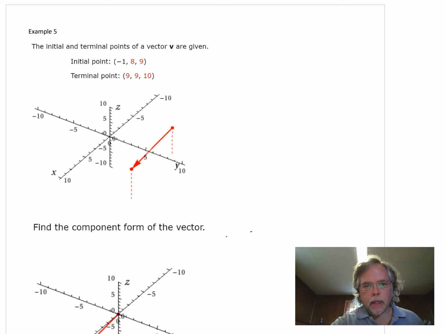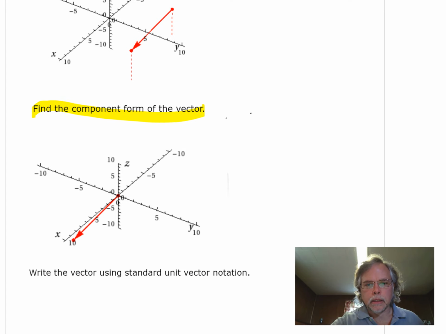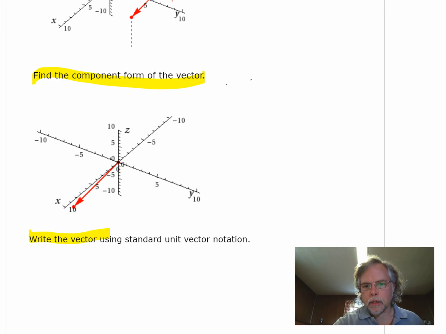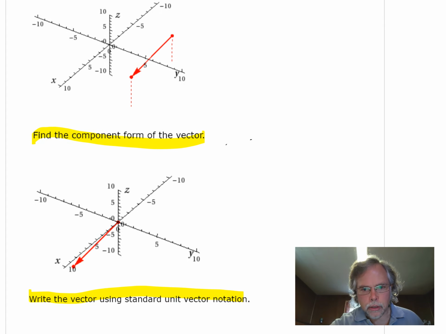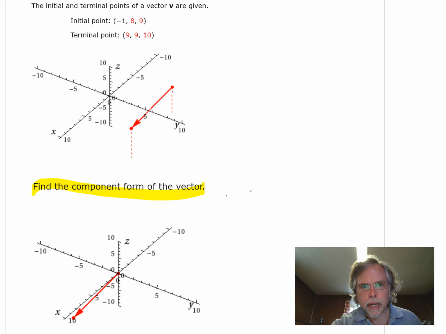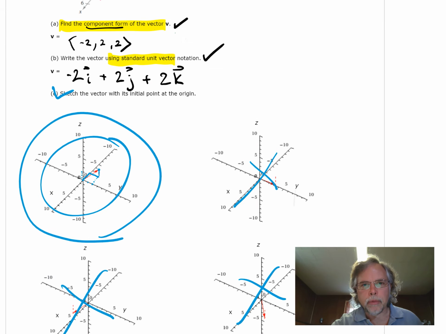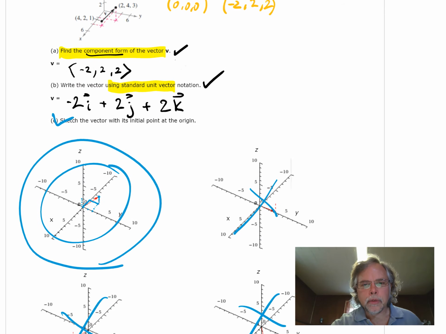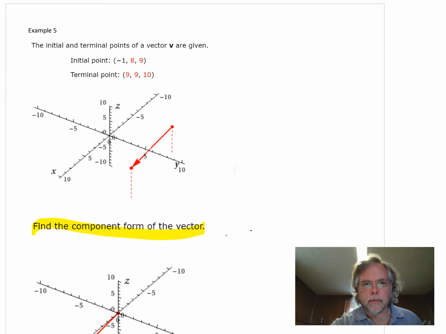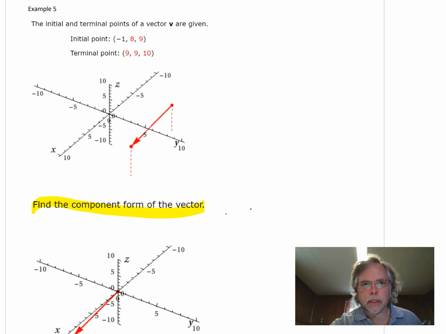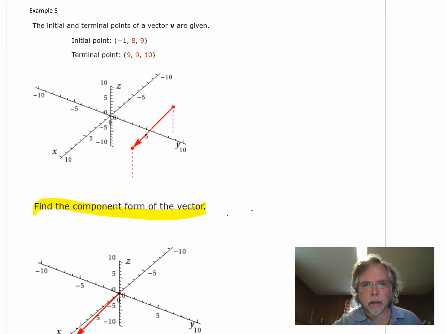And our first task is to find the component form of the vector. And then secondly, to write the vector using standard unit vector notation. And so I'm going to make a suggestion to you to have a try at this based on what we did in the previous video and on the previous page here. My suggestion is you pause this video right now, try this, and then come back and I'll go over it.